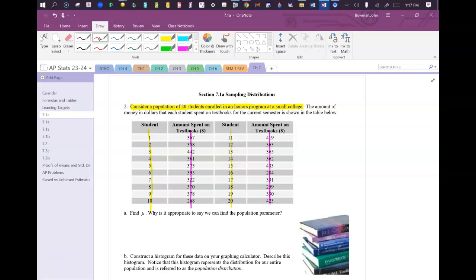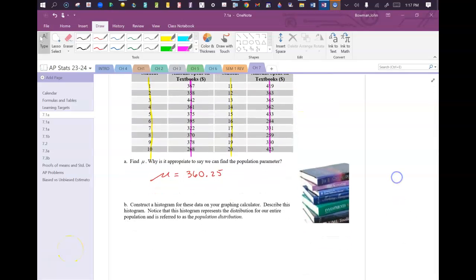Well, obviously it's appropriate to say we can find the population parameter for this population because it's small. So we add up all 20 costs, or amounts that students spent on textbooks, and we divide by 20, and we get a population mean of 360.25.